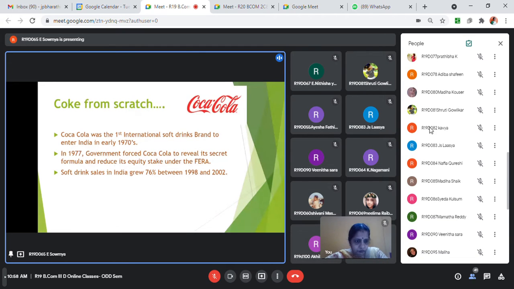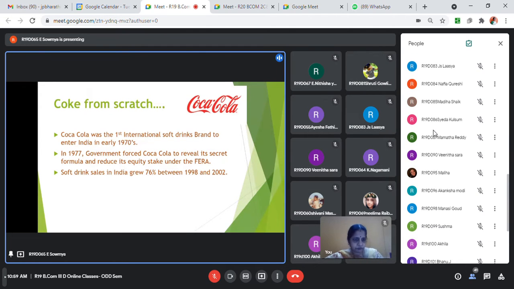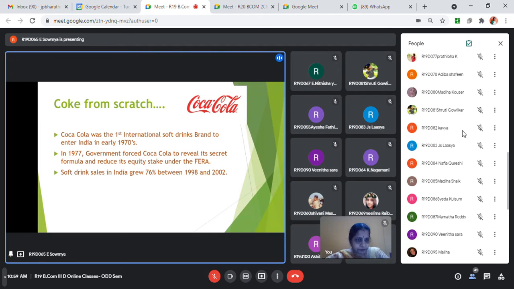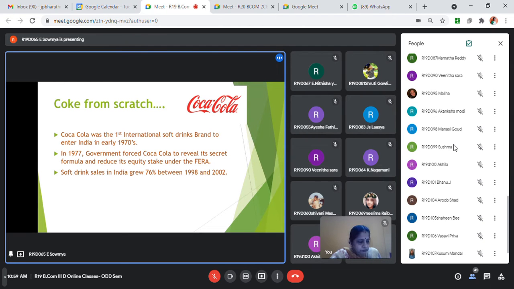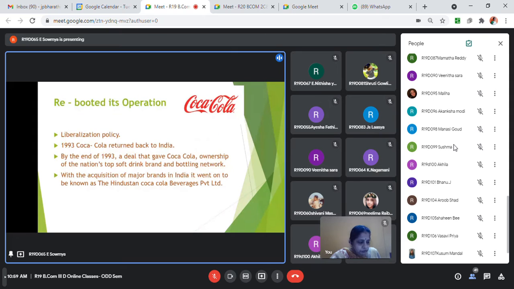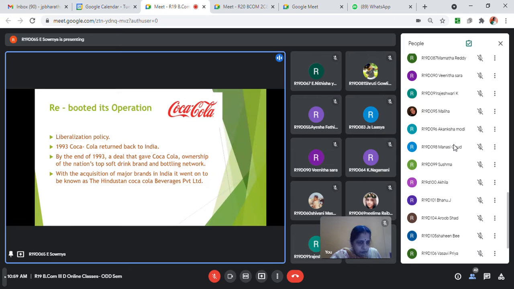Coke from scratch. Coca-Cola was the first international soft drinks brand to enter India in the early 1970s. In 1977, the government forced Coca-Cola to reveal its secret formula and reduce its equity stake under the FERA. Soft drink sales in India grew 76% between 1998 and 2002. Coca-Cola rebooted its operation by the liberalization policy. In 1993, Coca-Cola returned to India.